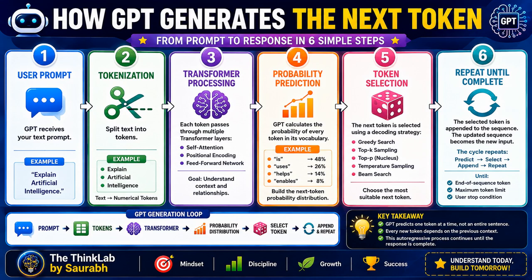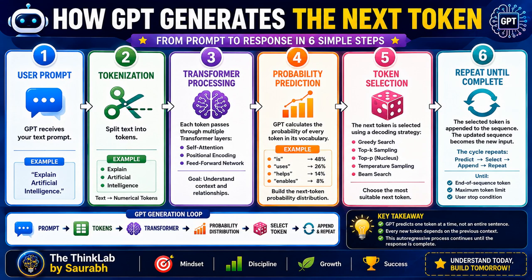So in today's video, we are going to understand one of the most important concepts in artificial intelligence. The topic is how GPT generates the next tokens. Many people think GPT writes an entire sentence at once. That is not true. GPT generates only one token at a time, and then it repeats the same process again and again. This is called autoregressive text generation. So let's understand the complete process step by step.